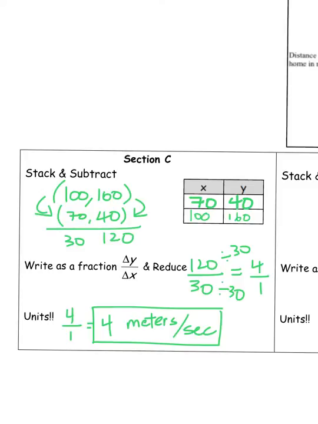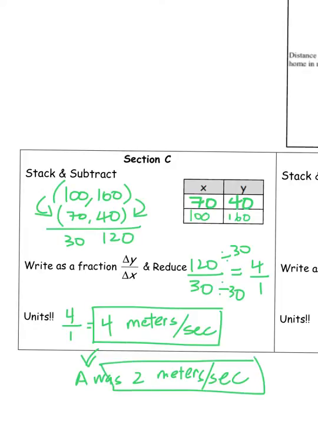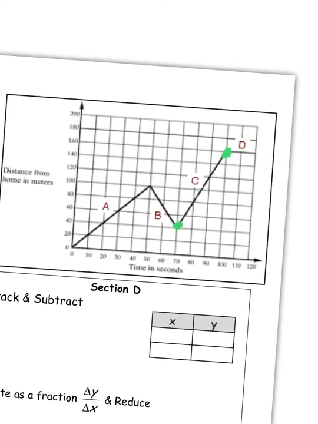Now if you compare this to section A, remember section A was 2 meters per second. And so we have 2 different speeds, 2 meters per second and 4 meters per second. 4 meters per second is faster. What we talked about in previous units, if I look at this graph, you can tell that something's faster if it is steeper. And section C is steeper than section A. So it should make sense that it's faster at 4 meters per second.